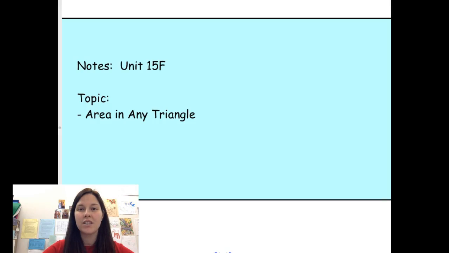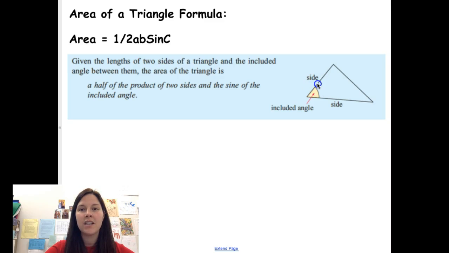In this video, we're going to learn how to find the area of any triangle, whether or not we know the height, and we're also going to take a look at law of sines. So first of all, here's the area formula for area of any triangle.